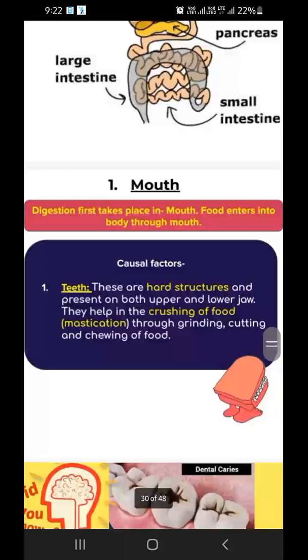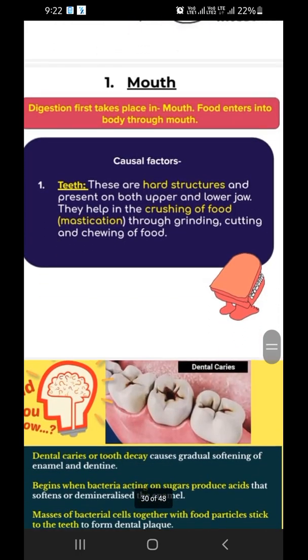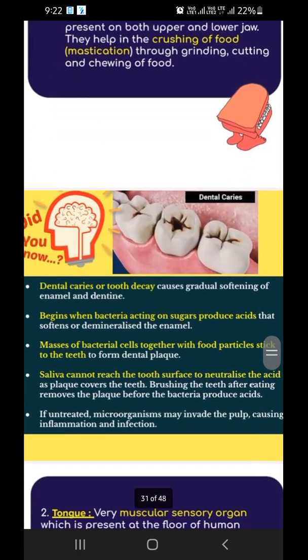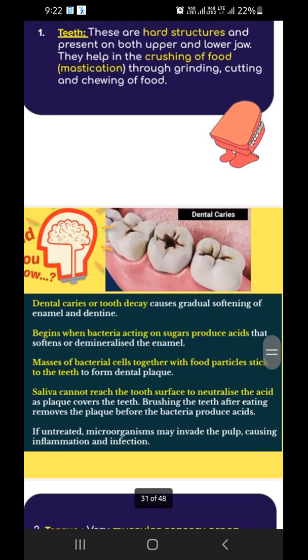Mouth. Digestion takes place first in the mouth. Food enters the body through the mouth. The first causal factor is teeth. These are hard structures present on both the upper and lower jaw. They help in crushing of food, which is known as mastication. So these are some main points.